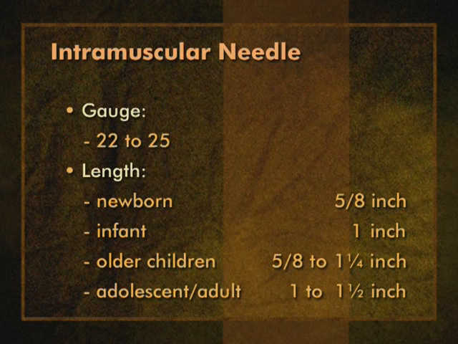For adolescents and adults, the deltoid muscle is the routinely recommended site, although the anterior lateral thigh can be used. The needle length generally ranges from 1 inch to 1.5 inches, depending on the person's gender, weight, the size of the muscle, and the amount of fatty tissue at the injection site and the technique used.